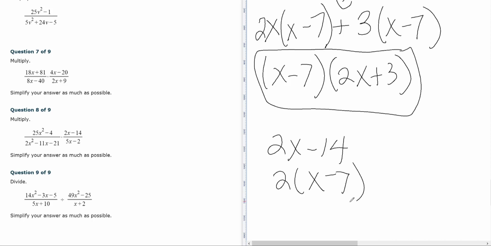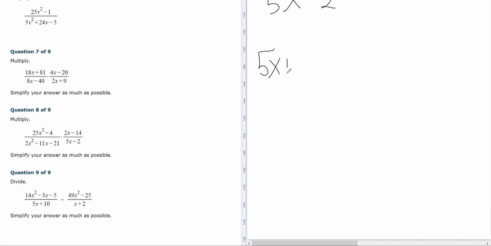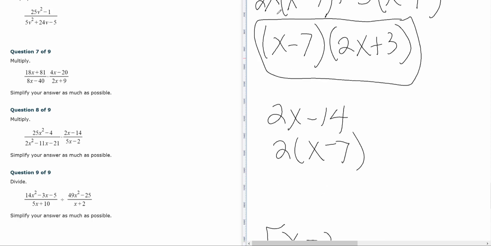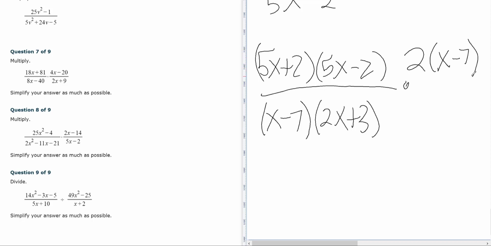And the last denominator, 5x minus 2, is prime. It won't factor. So bringing all those factors together, I have a 5x plus 2 and a 5x minus 2. And then for the first denominator, x minus 7 and 2x plus 3. And then for the second fraction, we have a 2 and an x minus 7 over the 5x minus 2 that wouldn't factor. So what do you see that are alike?